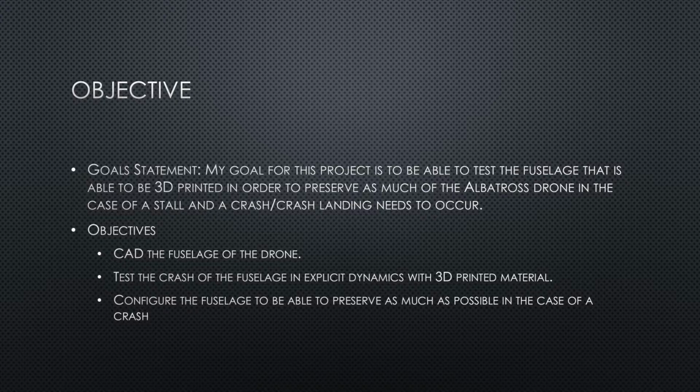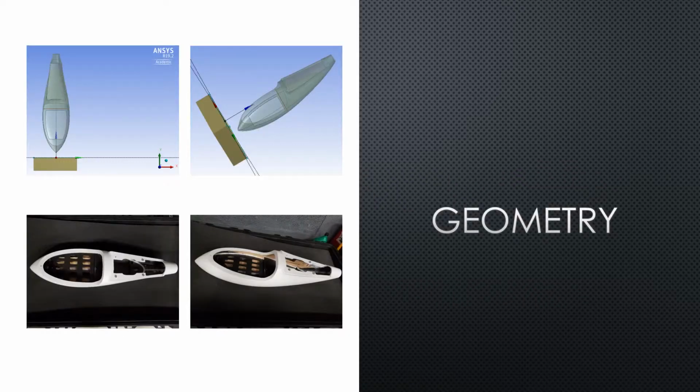My objectives are, first, to CAD the fuselage of the drone. That would be the first thing needed. Next would be to test the crash of the fuselage in explicit dynamics in ANSYS with the 3D printed material that I mentioned before, which is Nylon X. To start with the geometry of the fuselage, you can see some pictures here on the bottom left.